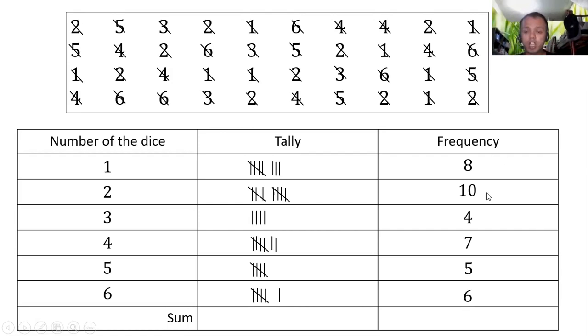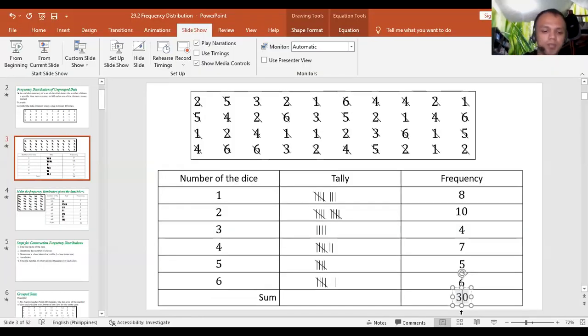Okay? So our total is 8 plus 10 is 18, plus 4 we have 22, plus 7 is 29, plus 5 we have 34, plus 6 we have 40. Not 30, 40. So I was wrong here. I was wrong about the total. But it is 40. Okay? Next, another one.